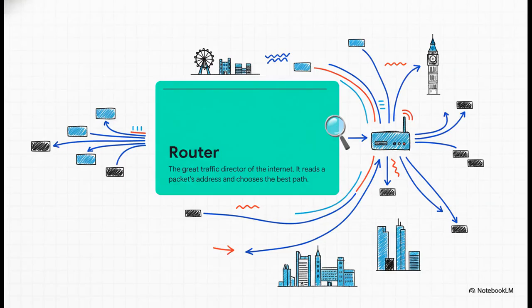And that brings us to the router, the great traffic director of the internet. And a router's job is, frankly, incredible. It grabs a packet, reads the address, and in a tiny fraction of a second, it consults this massive, constantly changing map of the entire internet to find the absolute best, fastest path. It's literally like a digital Waze for data, maybe sending one packet through London while sending the next one through Frankfurt, all just to avoid a digital traffic jam.